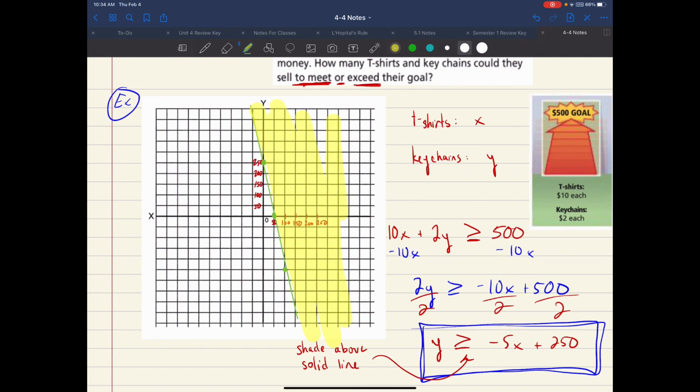So graphically, any value over here, any combination of x and y would satisfy this inequality.